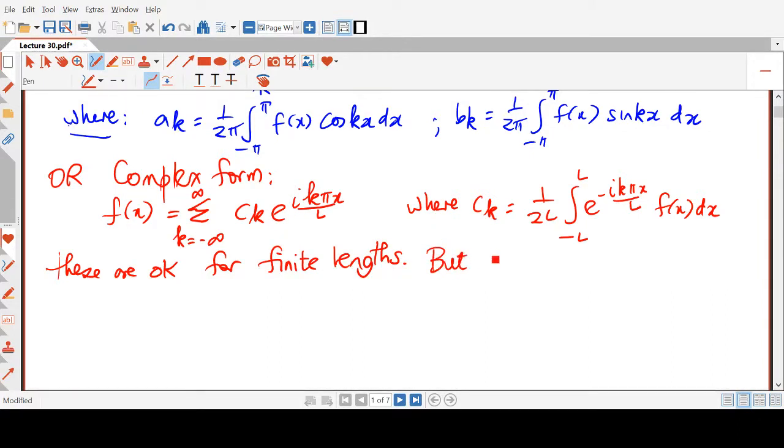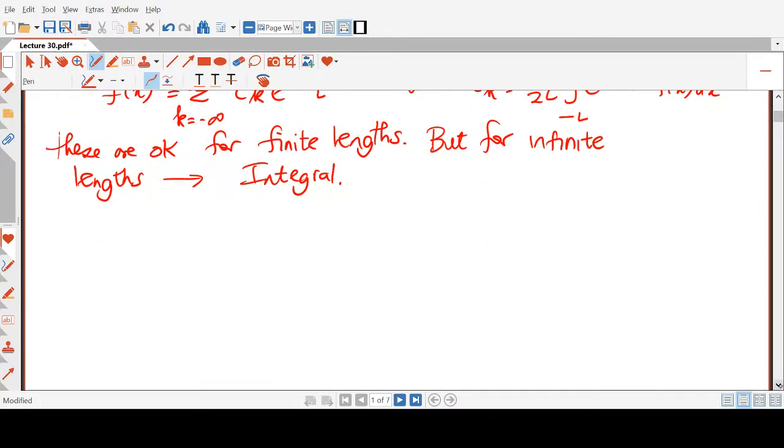But for infinite lengths, we need the Fourier integral. So let me now define the Fourier integral. By the way, if you read the book carefully, it's quite lengthy, with derivations and stuff. We don't need all of that. I'm cutting to the chase here and telling you what we need exactly for the purpose of this course. The book is a bit more elaborate.